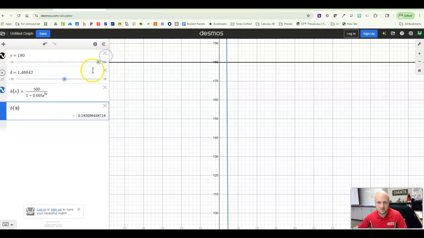Let me get rid of this one. There we go. Okay, and there we have it. This is 0.182 as a decimal approximation.